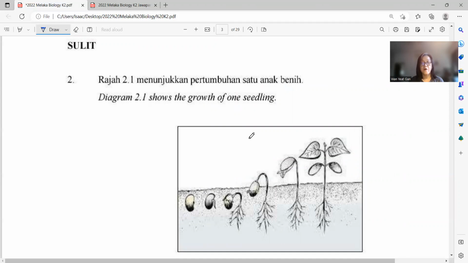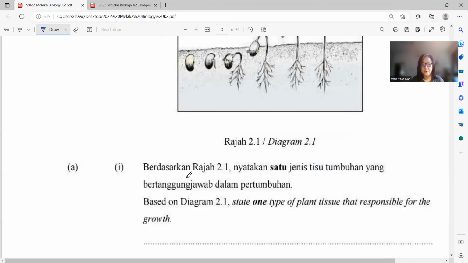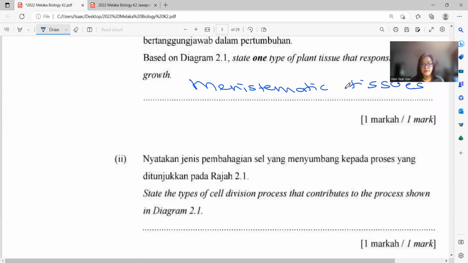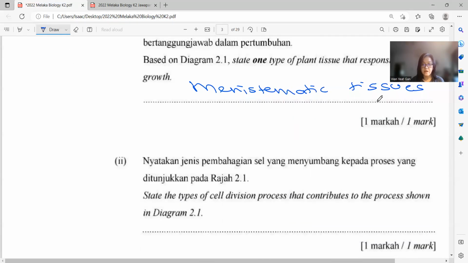Next, question 2. Diagram 2.1 shows the growth of one seedling. Okay, so the seedling is growing. So we want to see based on the diagram. State one type of plant tissue that is responsible for the growth. One type of tissue that is responsible is meristematic tissue because it has the ability to divide by mitosis. Next, state the type of cell division process that contributes to the process shown in diagram 2.1. Now, meristematic tissues are tissues that actively divide by mitosis.